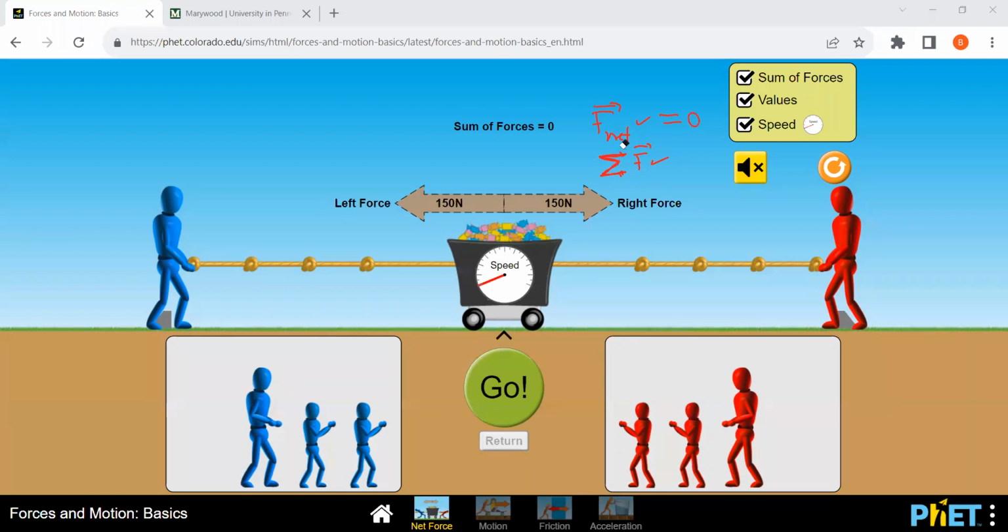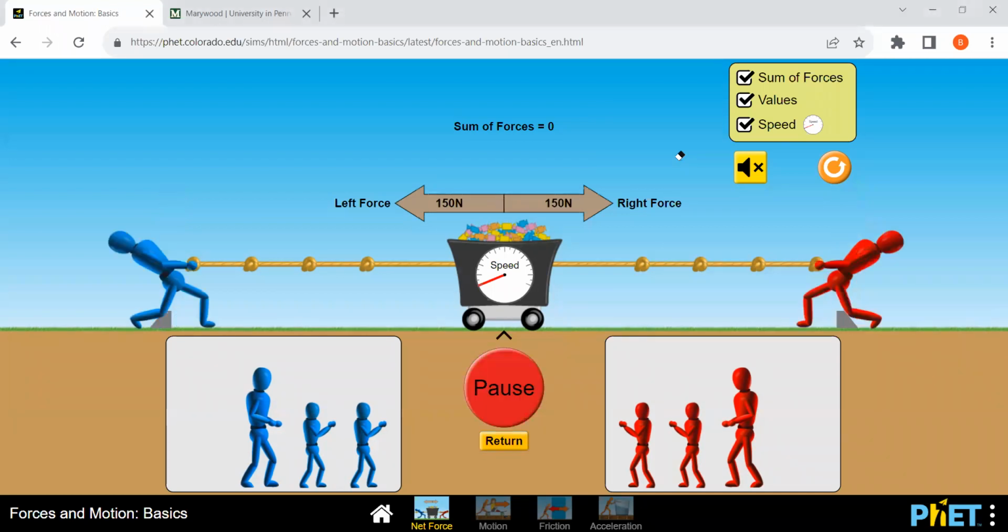All right, now what happens if the net force is equal to 0? If net force is equal to 0, there will be no change in the object motion. So here the object is at rest. Even though there are individual forces acting on this object, there is no change in the motion.